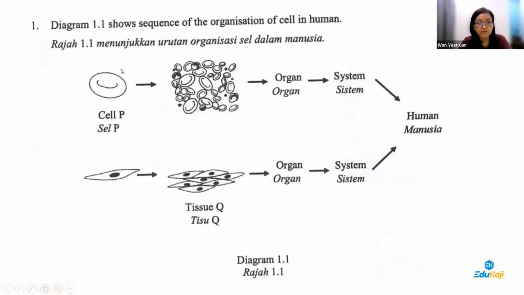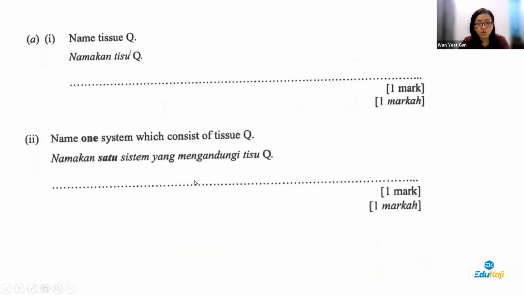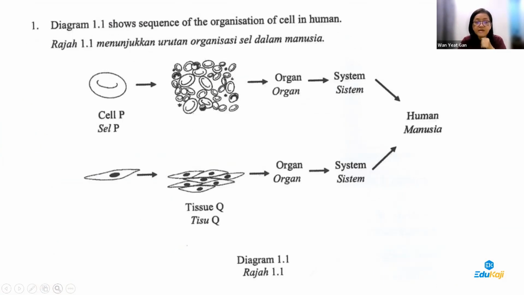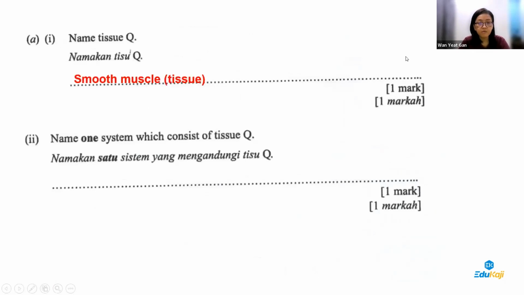Okay, let's look at this question. Number 1. Diagram 1.1 shows the sequence of the organization of cells in humans. So you have cell P, and then you have tissue Q. Name tissue Q and one system which consists of tissue Q. Let's look at tissue Q. What kind of tissue is this? This is smooth muscle tissue.